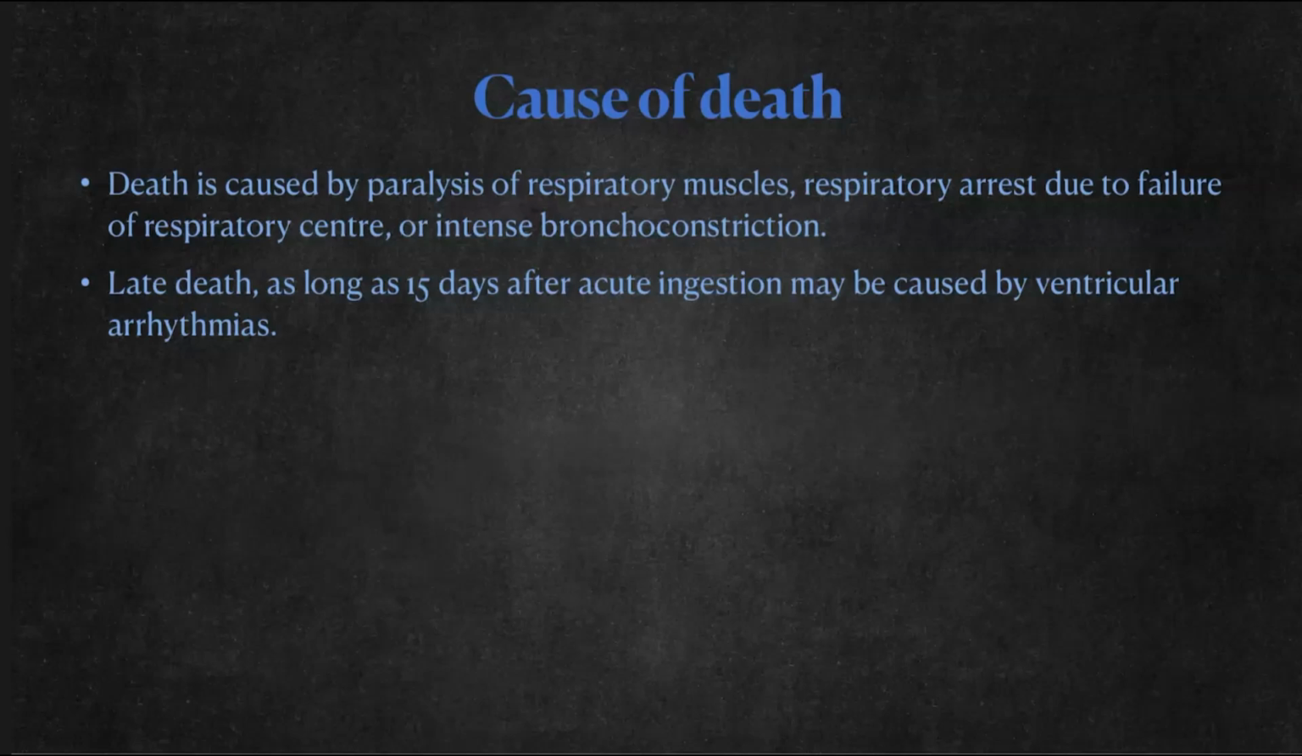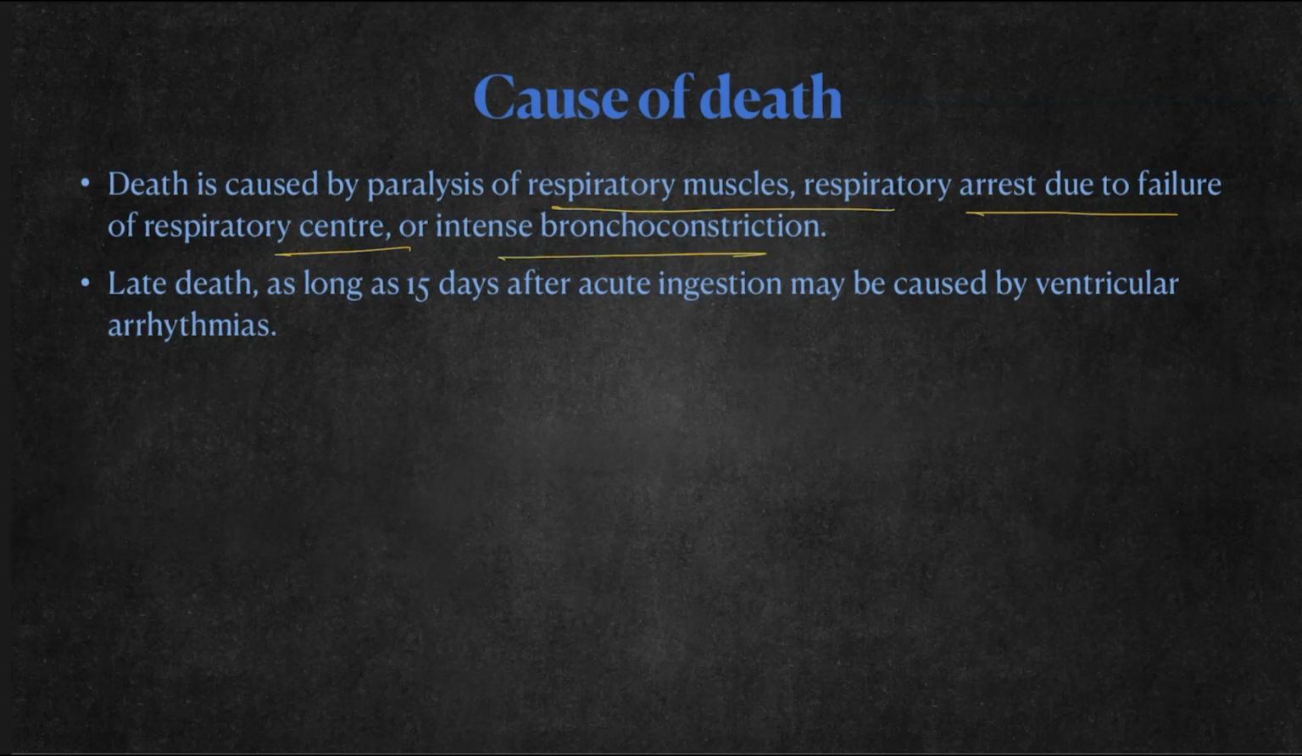Cause of death. Death usually occurs by paralysis of respiratory muscles, respiratory arrest due to failure of respiratory centers, or intense bronchoconstriction. So mainly the nicotinic symptoms, nicotinic muscle symptoms, include respiratory muscles and CNS manifestations. Bronchoconstriction is mainly a nicotinic symptom. Respiratory paralysis, respiratory arrest, or CNS manifestations are why the person usually dies. Common muscular symptoms do not cause death, but if the symptoms persist and the person has nicotinic symptoms or serious manifestations, the person may die.